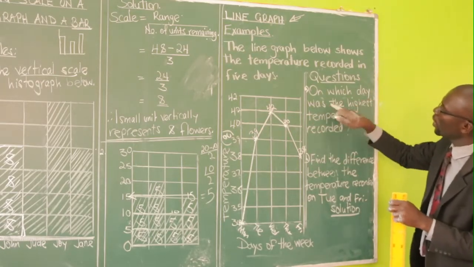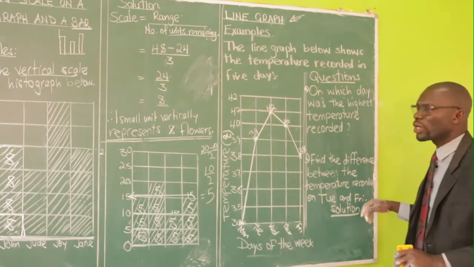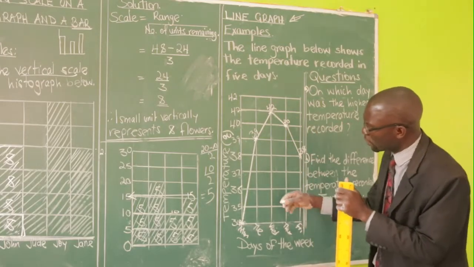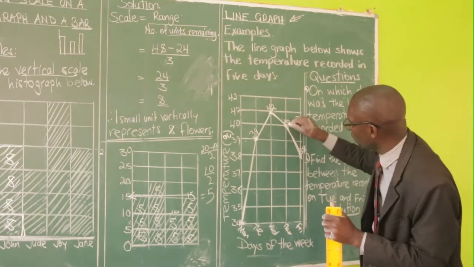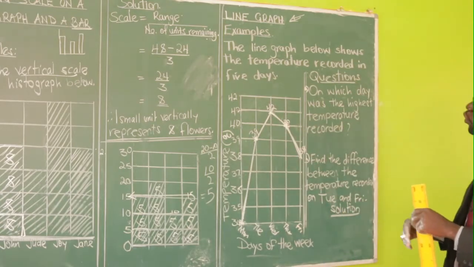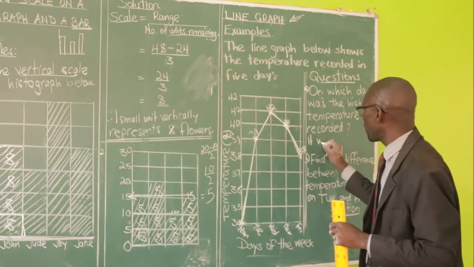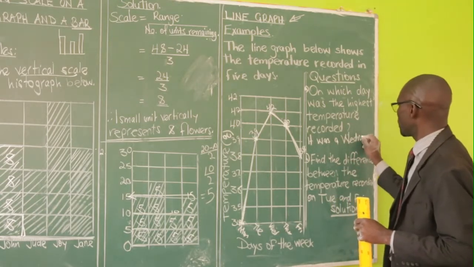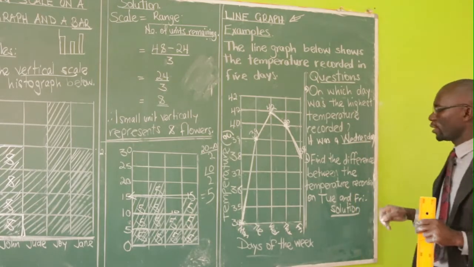So on which day was the highest temperature recorded? The highest, when it was very hot. When you look at our line graph, you see the line graph. These are the features that make it to be referred to as a line graph. So on which day was that? Yeah, it was Wednesday. It was Wednesday when the highest temperature was recorded.